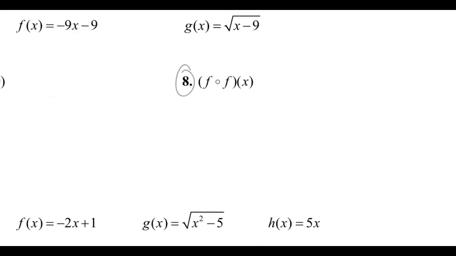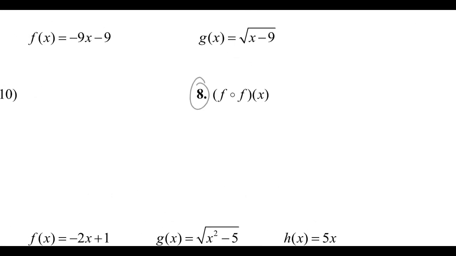Okay, for question number 8, this says f composed with f of x. Whenever you have problems like this, these are actually really fun and really simple. The reason why is because you're using only one function when you're doing the composition, just one. So again, to make it easy, let's work from the inside out. On the innermost parentheses, we're going to use the f of x function, which is negative 9x minus 9.